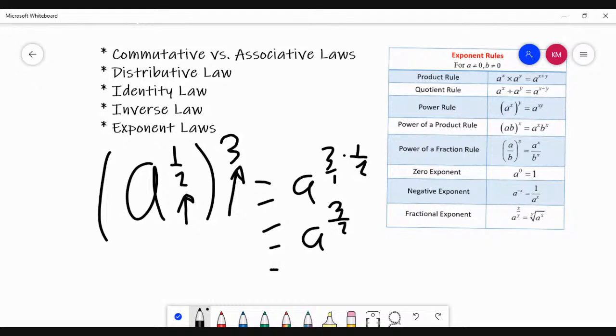Once you get the fractional exponent, the top number tells you what power is raised on the inside, and the bottom number tells you what root is being placed over on the outside. So, with 2 being on the bottom, that means you would do a square root. And with 3 being on top, that means that A is still being raised to the 3rd power.